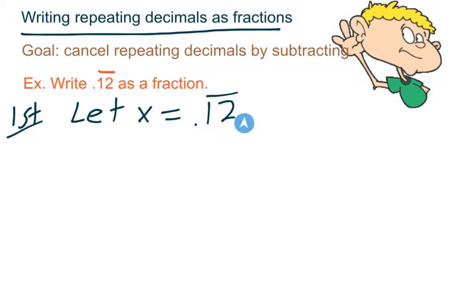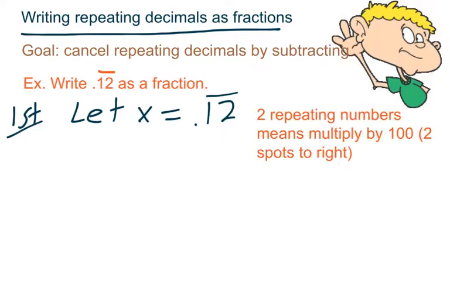Well, this is times 10. This is times 100. Just think of base 10 like with the metric system. So times 10 times 100. So 2 repeating numbers, the 1 and the 2, means that we multiply by 100 because that moves it 2 spots to the right. So now if I multiply that whole equation by 100, that's times 100, that's times 100.